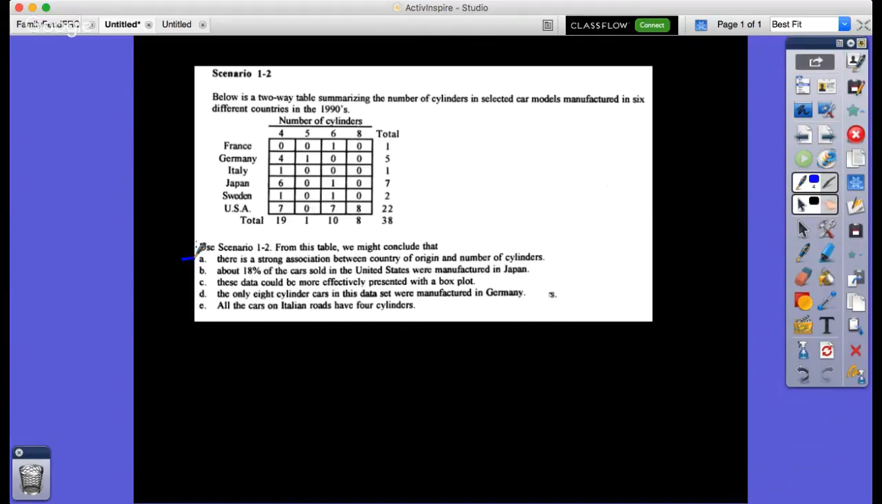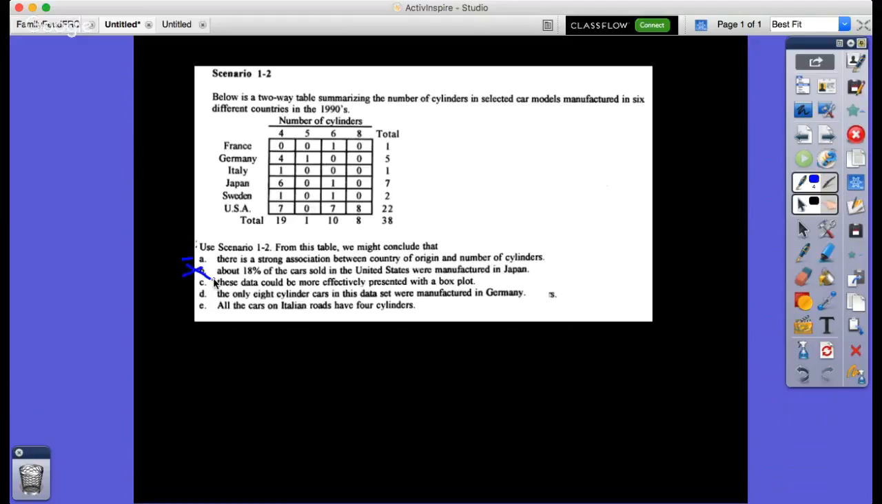Does that have anything to do with the problem? Am I wrong? Do y'all see something I don't? I don't think that has. We haven't mentioned U.S. and Japan in that way. 18% of the cars sold in. Now these are the amount manufactured in 6 different countries, right? This has nothing to do with selling anything. Yeah. So I would say B is out.